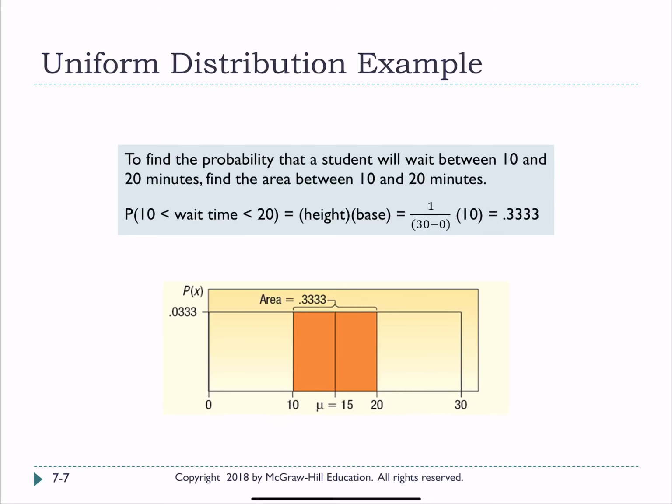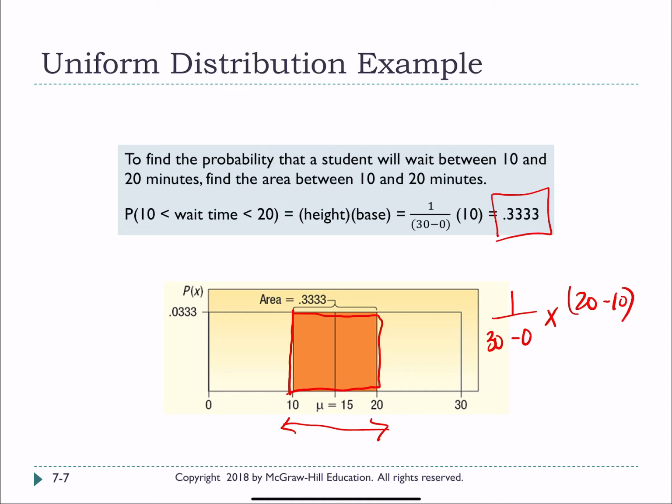We could also find a rectangle that's kind of in the middle of my uniform distribution. So now my base is from the 10 to the 20. So again, my height hasn't changed, 1 over (30 minus 0) times this new base of 20 minus 10, and we would get an answer of 0.333. So a 33% chance that the student is waiting between 10 and 20 minutes.